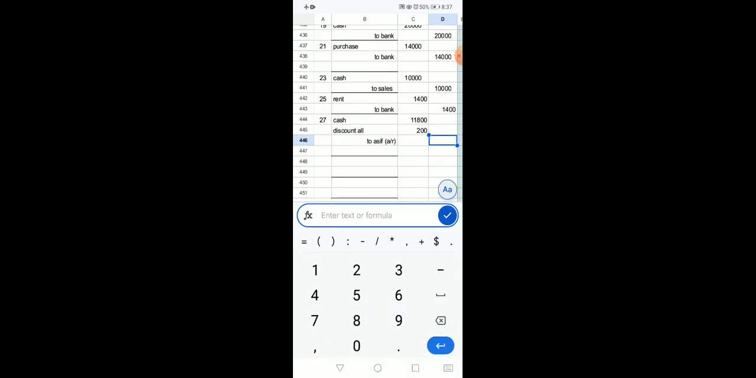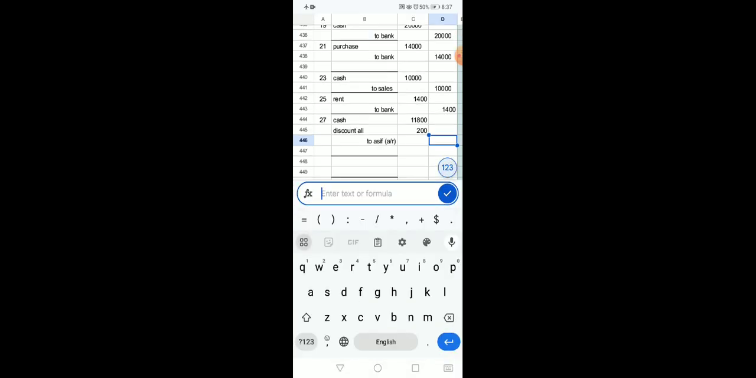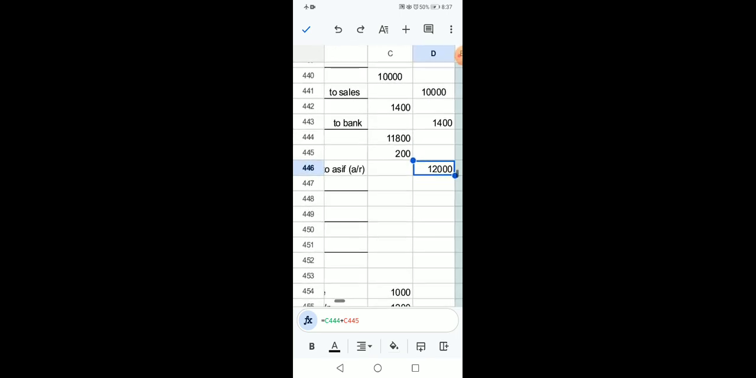Question has been completed and there is no amount mentioned in front of Asif, but at the same time, we know that debit and credit side will always be equal. How much amount is present on debit side? You can see 11,800 and 200. So it should be equal to the credit side. We have summed it up and the sum of these two items is 12,000. In this way, you can see debit side and credit side is equalized.